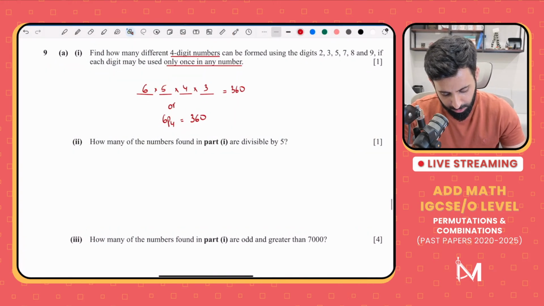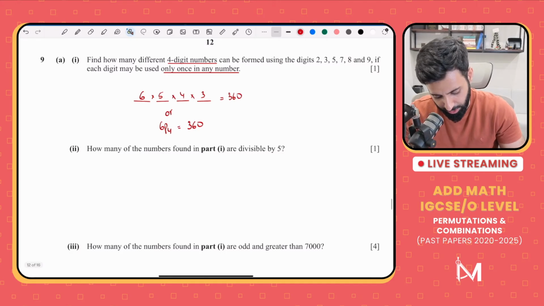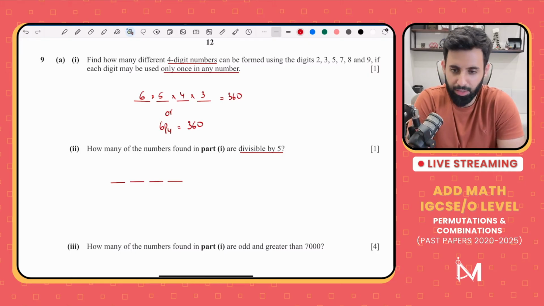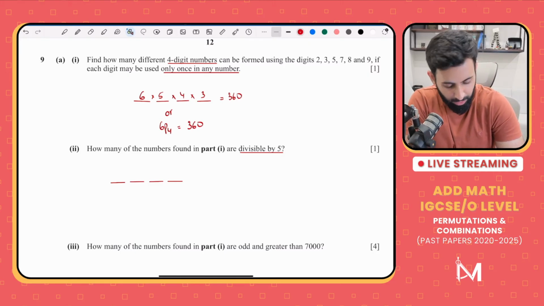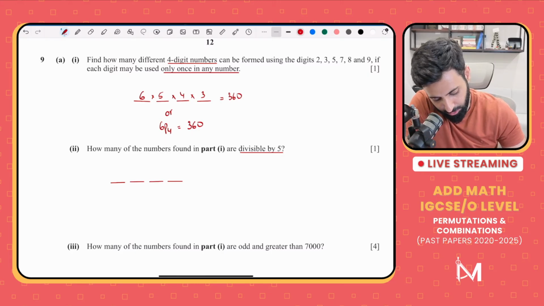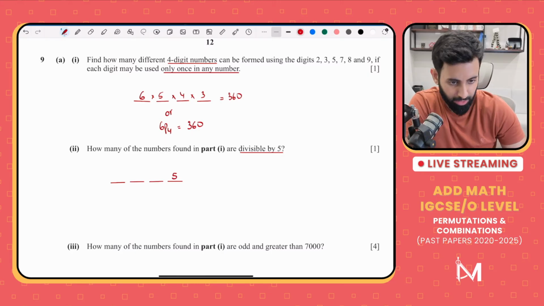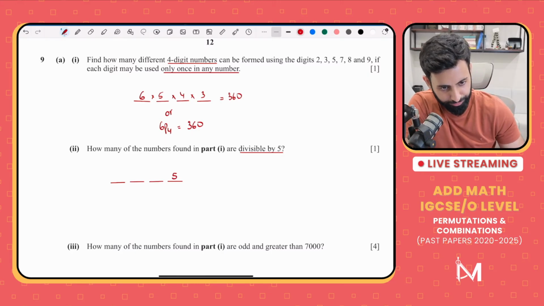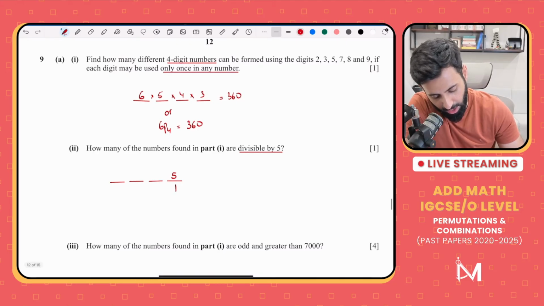Find how many of the numbers found in part 1 are divisible by 5. Now, what's the condition for a number to be divisible by 5? There's only one, and that is the last digit should either be 5 or 0. Okay? So that means we only have 5, so we know for sure that the last place we're going to have 5. So that means we have one option.